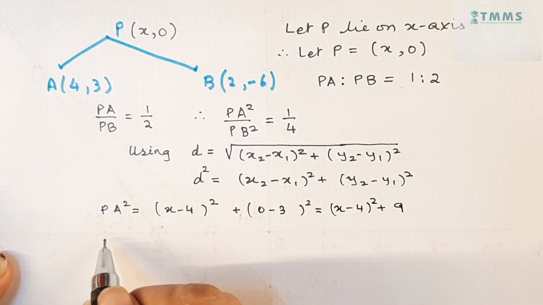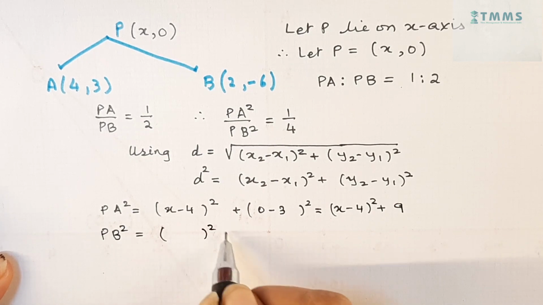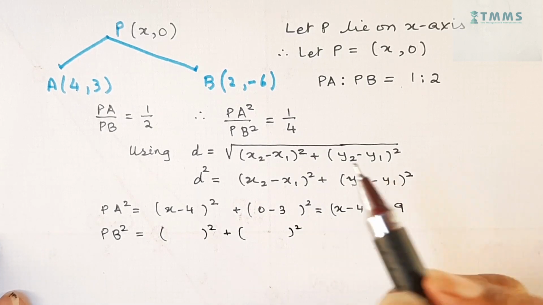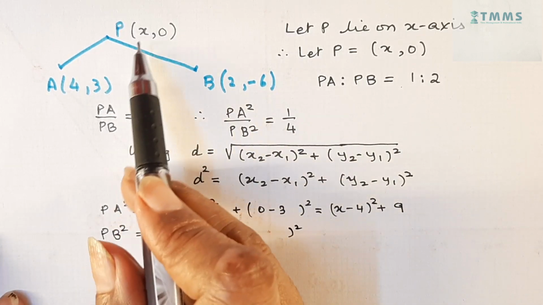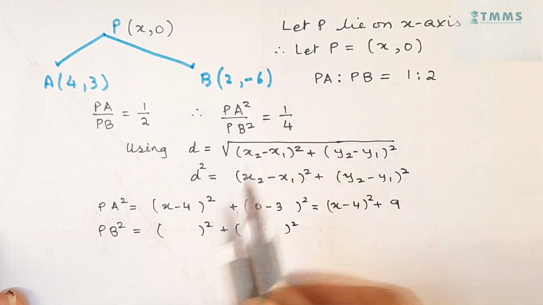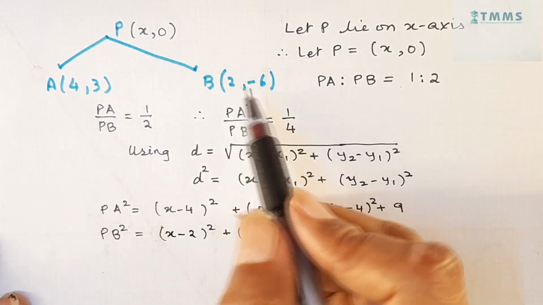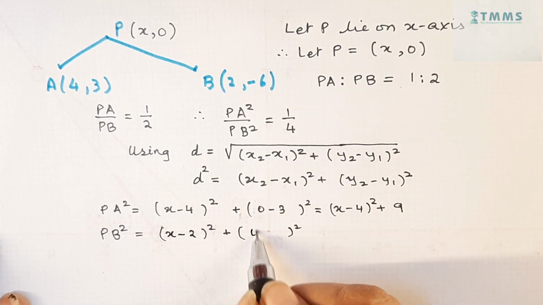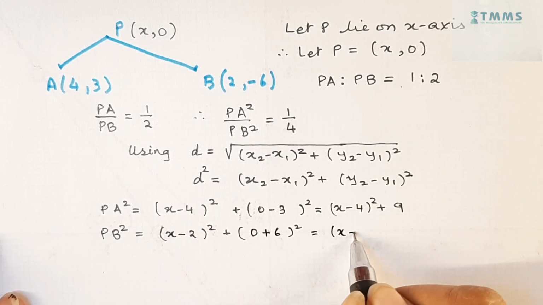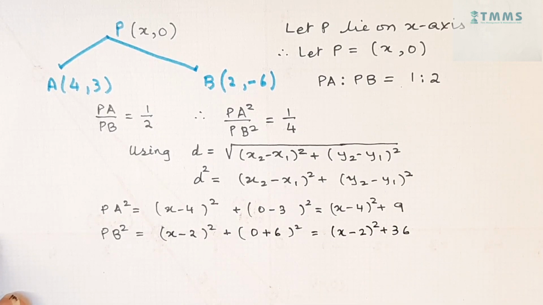Okay, then your PB square is going to be equal to, again we will keep the two brackets ready for x2 minus x1 and y2 minus y1. And so for PB it will be x minus 2 and 0 minus 6. So x minus 2 I'm writing, and 0 minus 6 becomes 0 plus 6. And that will give us (x minus 2) whole square plus 36. Are we getting it?